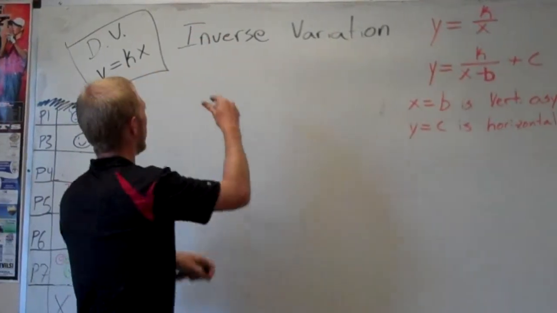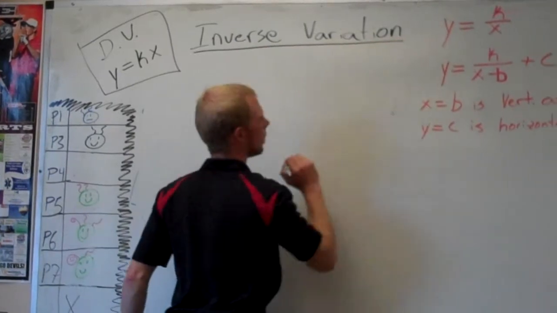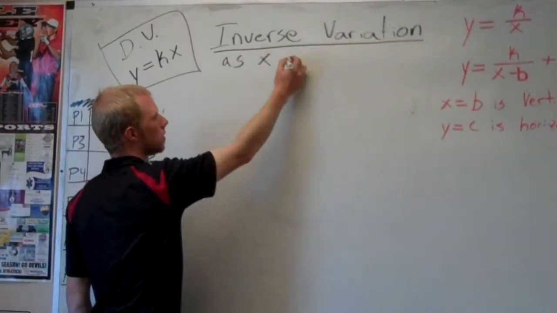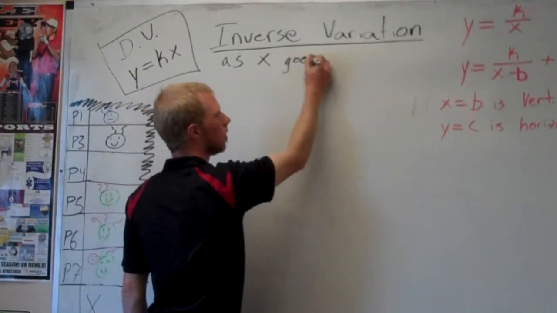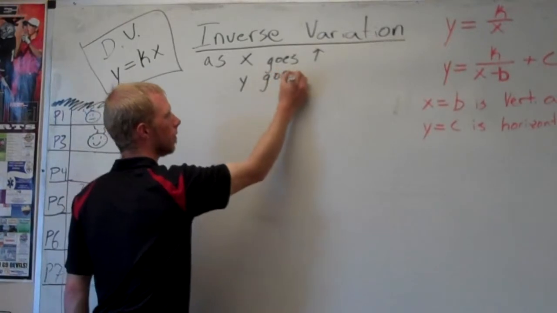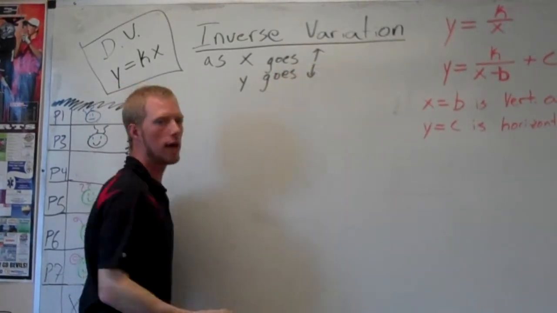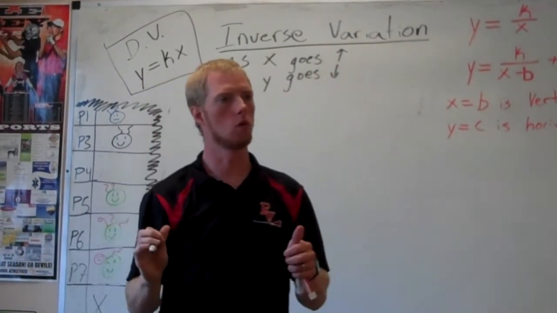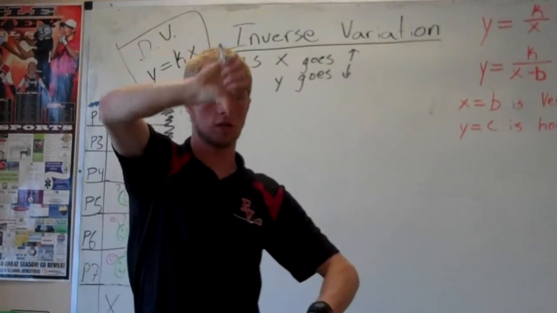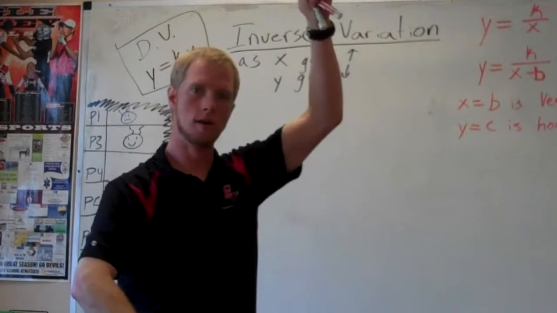Now we're going to learn about inverse variation, which states that as x goes up, y goes down. So you have two things that will work in opposite order. As x goes up, y goes down. As x starts to go down, y would go up.